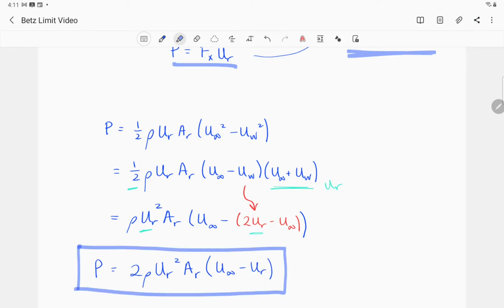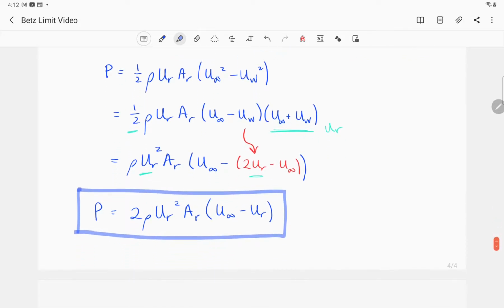Now, before we go looking for the maximum in this equation, we can note very briefly where the maximum is not. So consider the case where UR is equal to the free stream. That is, the turbine represents no obstruction to the flow. So the flow going through the turbine area is equal to the free stream. But of course, if UR equals U infinity, then the terms in brackets cancel and the power is 0. So when there's no obstruction, there's no power extracted.